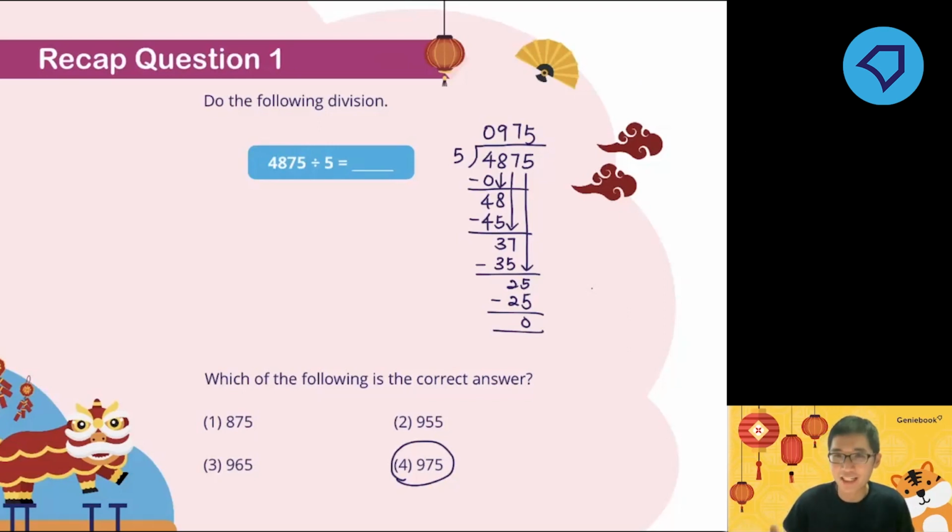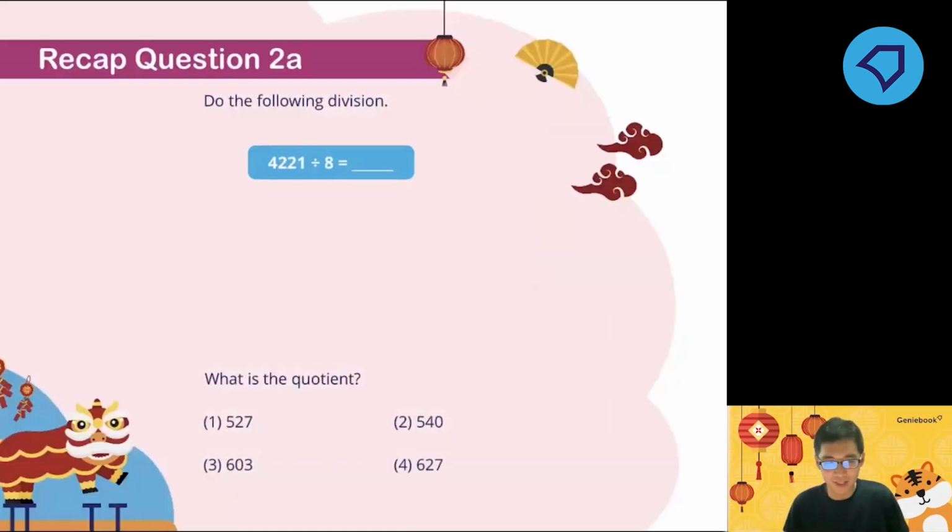All right, so your recap question number 2 goes like this. It's question 2A. There's a 2B later on. So for question 2A, what is the quotient? Take note. What is the quotient when 4,221 is divided by 8? I just need the quotient. I'll give you a bit of time. Do it on a piece of paper.